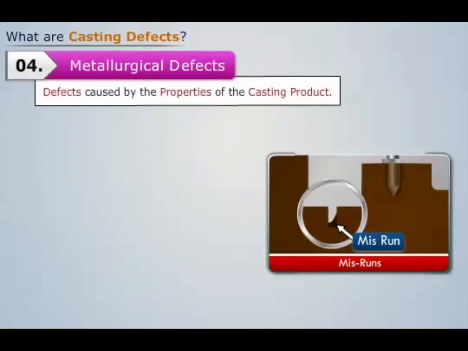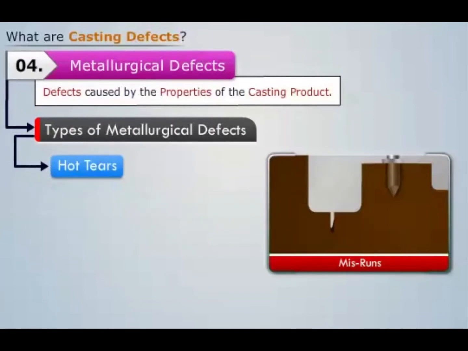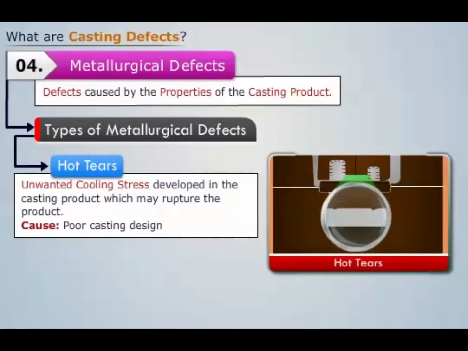Metallurgical defects. These are the defects caused by the properties of the casting product. These are further classified into hot tears and hot spots. Hot tears are unwanted cooling stresses developed in the casting product due to the poor casting design, which may cause the product to rupture.